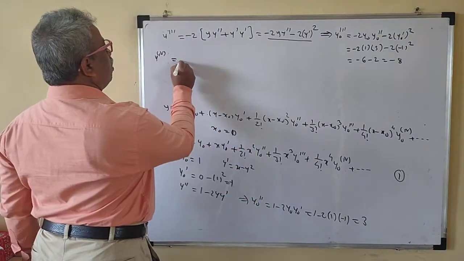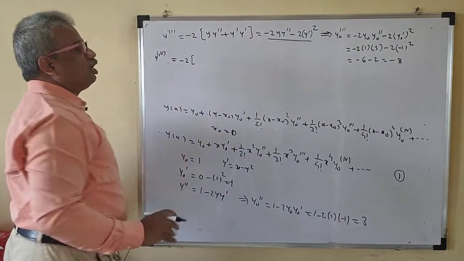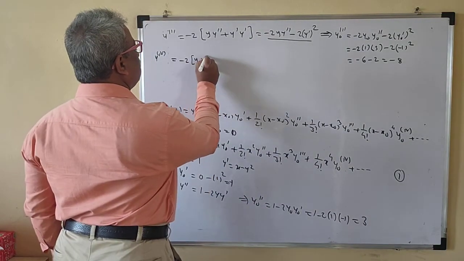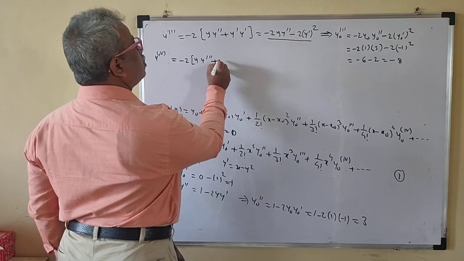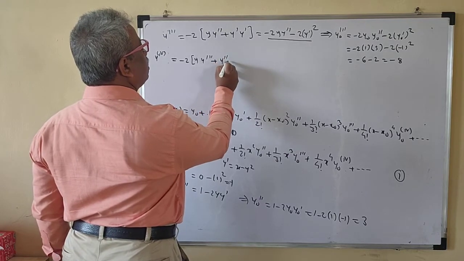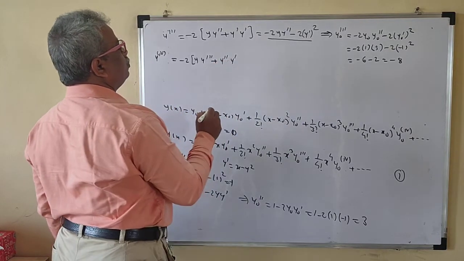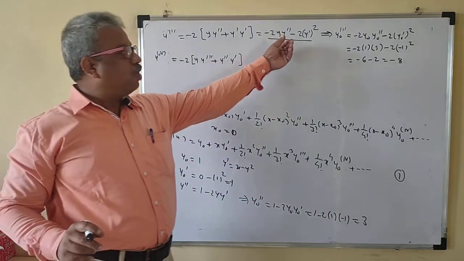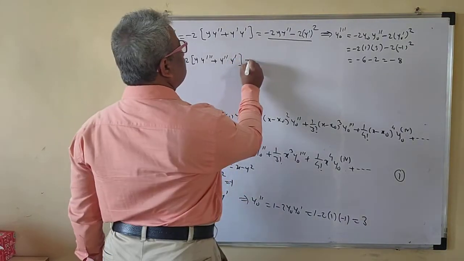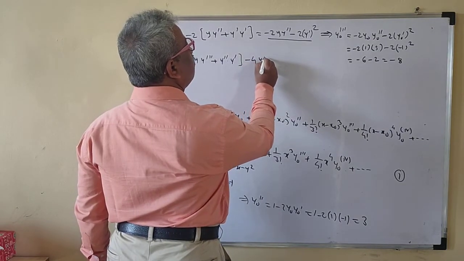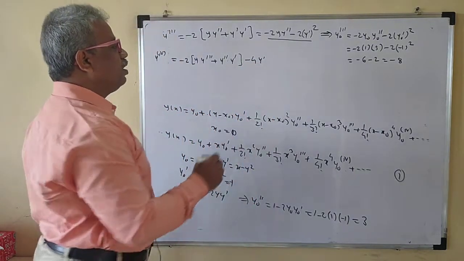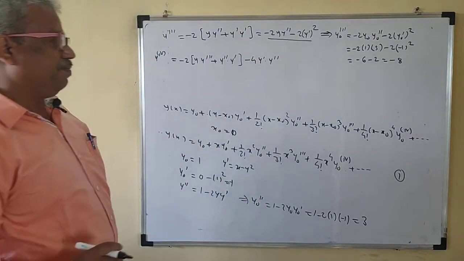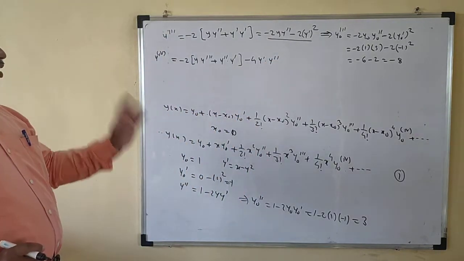So what we'll do? Minus 2, common. Okay, it will be as it is. You have to apply the product rule. Your y will be as it is, then the third derivative plus your second derivative as it is into y prime now. Okay, so this part is complete. Derivative of y double prime is complete. Minus 4 y prime into y double prime. So this is the derivative.